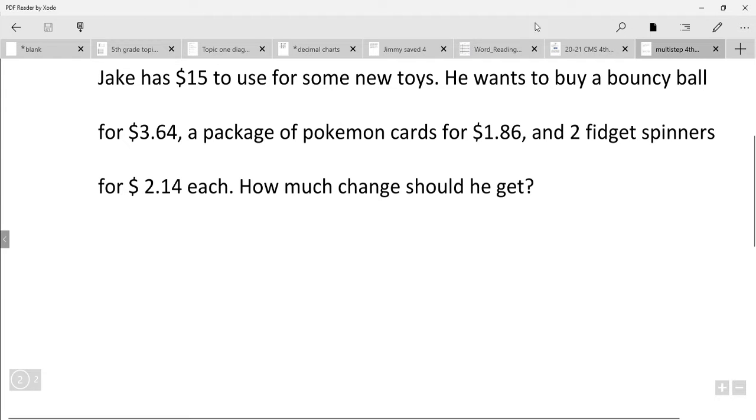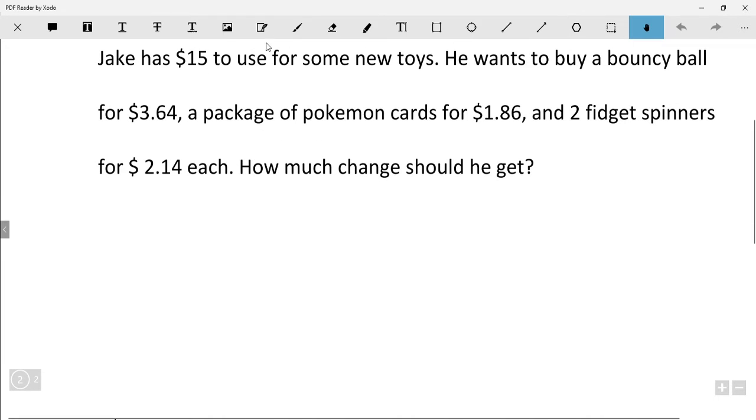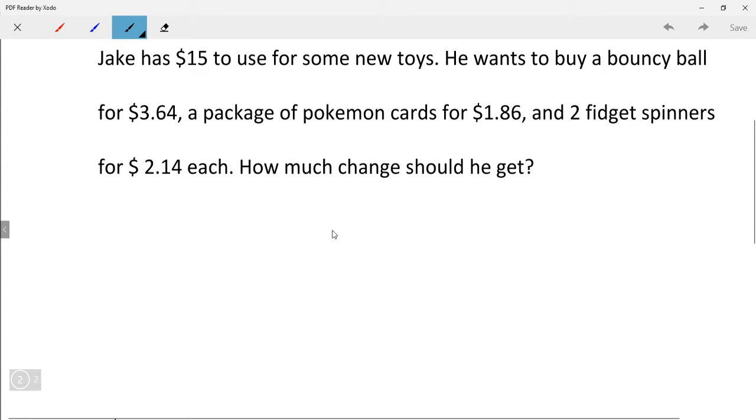Alright, today we are going to do another word problem with decimals. So let's get right to it. Jake has $15 to use for some new toys. He wants to buy a bouncy ball for $3.64, a package of Pokemon cards for $1.86, and 2 fidget spinners for $2.14 each. How much change should he get?